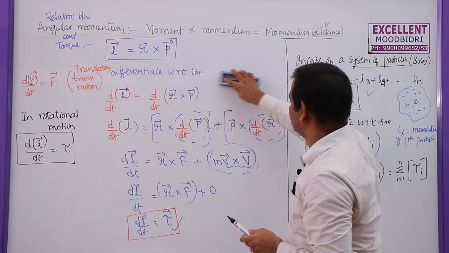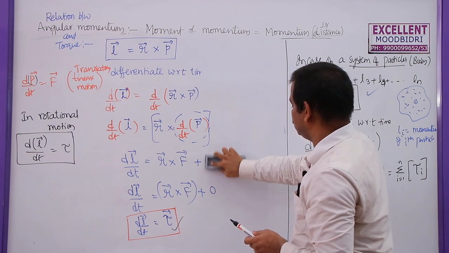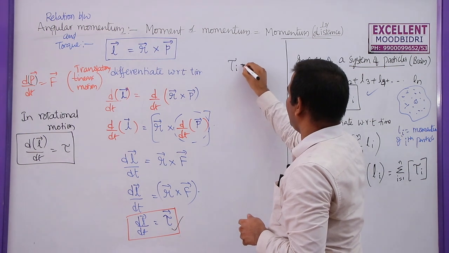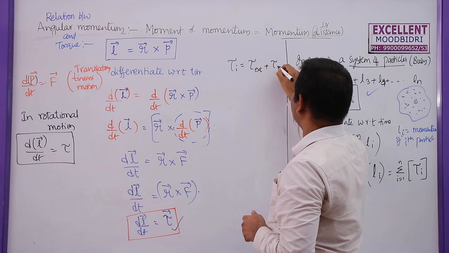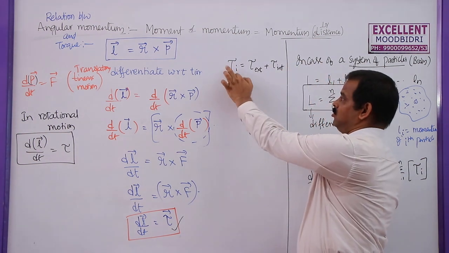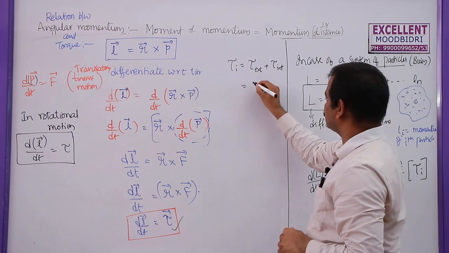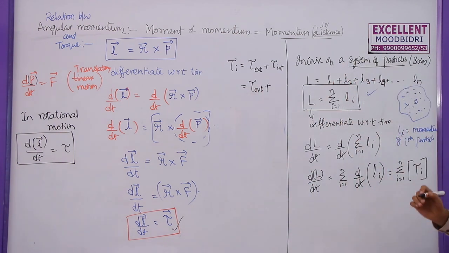Now, if you take the total torque on the ith particle, this total torque tau on the ith particle is tau due to external forces plus tau due to internal forces. This i is not internal, this is the ith particle, the torque on the ith particle. Now, the torque due to external forces, let me take it as tau external. What is the torque due to internal forces?